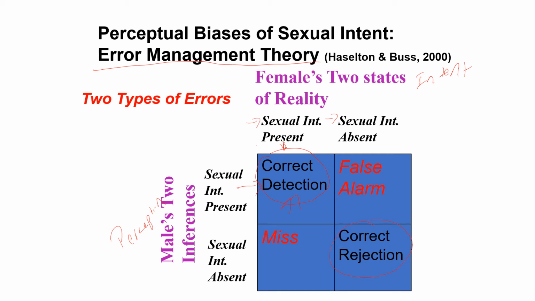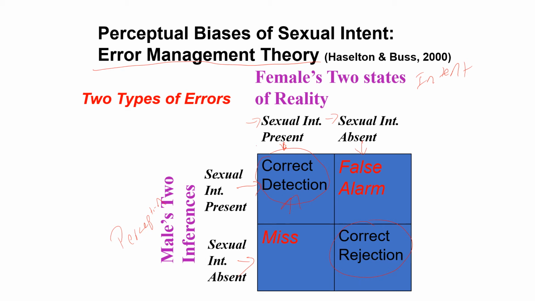Let's go down to the one down here. This is where she doesn't want to have sex. He interprets it that she doesn't want to have sex. This is a correct rejection. So in this case, there's no sex intended. He interprets it as no sex. The perception is correct. No further issues here.